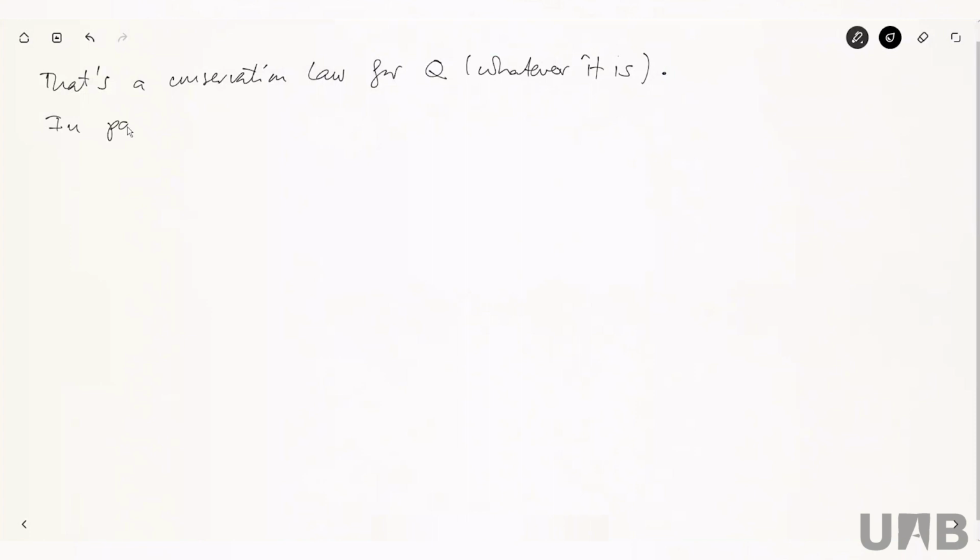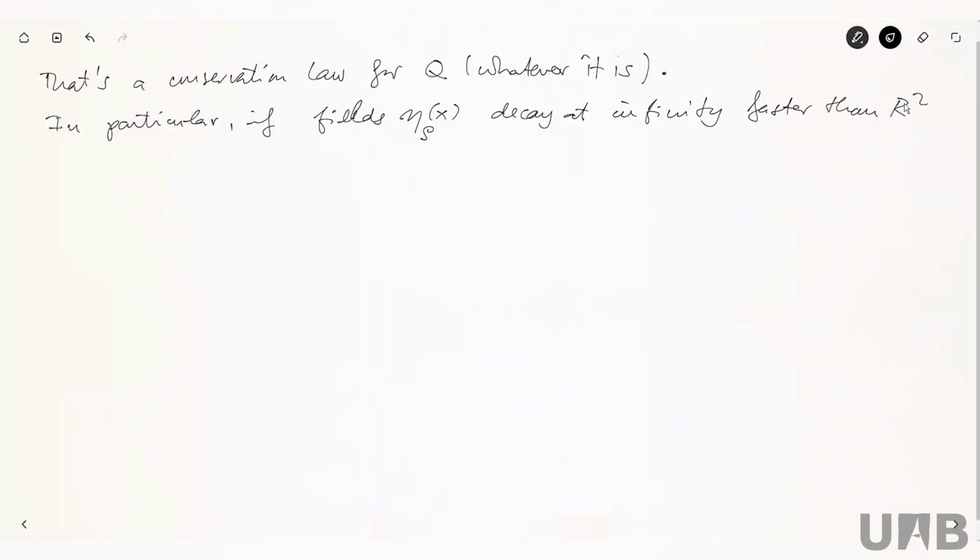In particular, if all the fields eta rho decay at infinity faster than r squared, where r is the radius at infinity, then the derivative of Q with respect to t is minus the integral over the boundary as before. So that's, of course, the same.